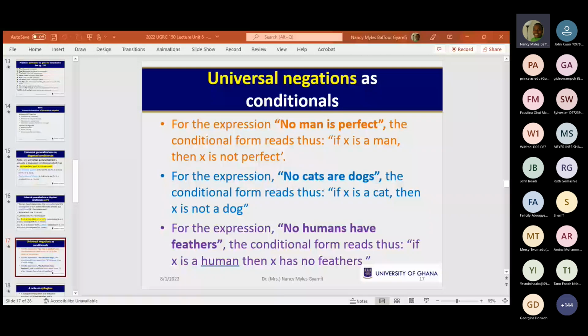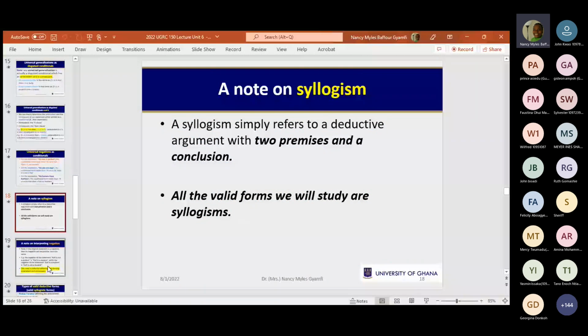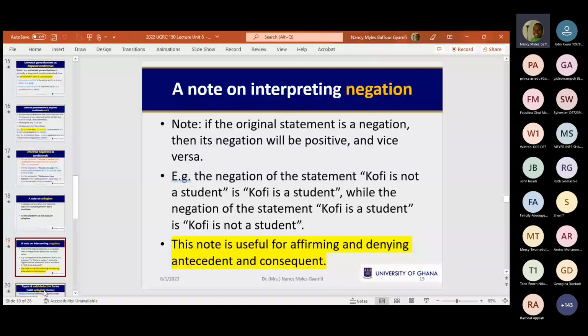Then from there we went to syllogism again. Madam helped us remember what a syllogism is. Then we went to how to interpret a negation. See how we have eaten all the fufu in our bowls here.